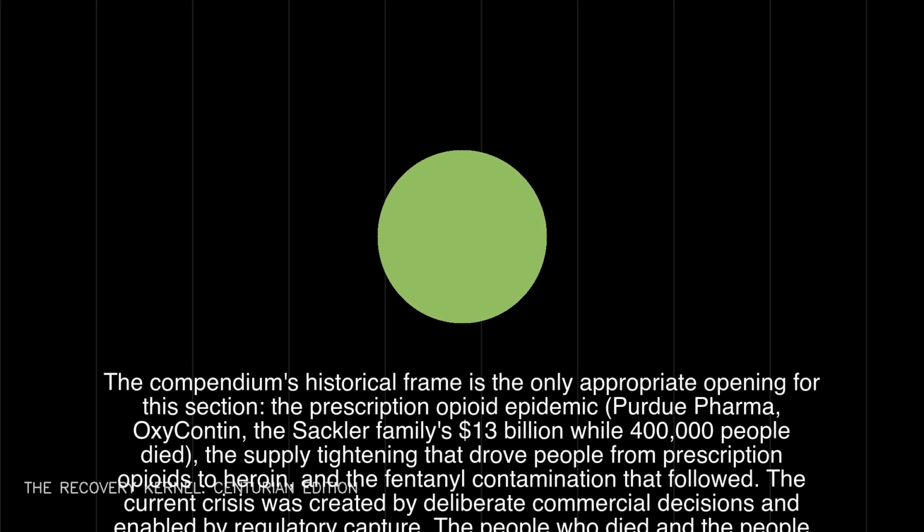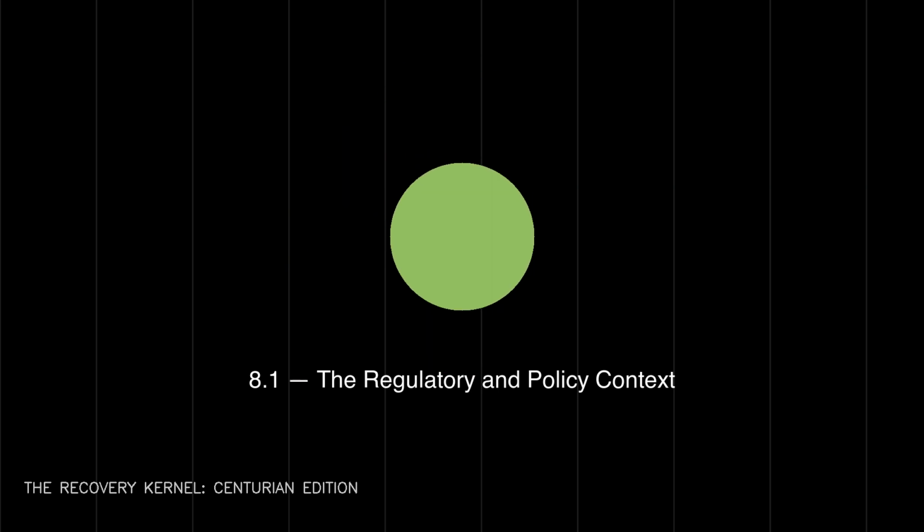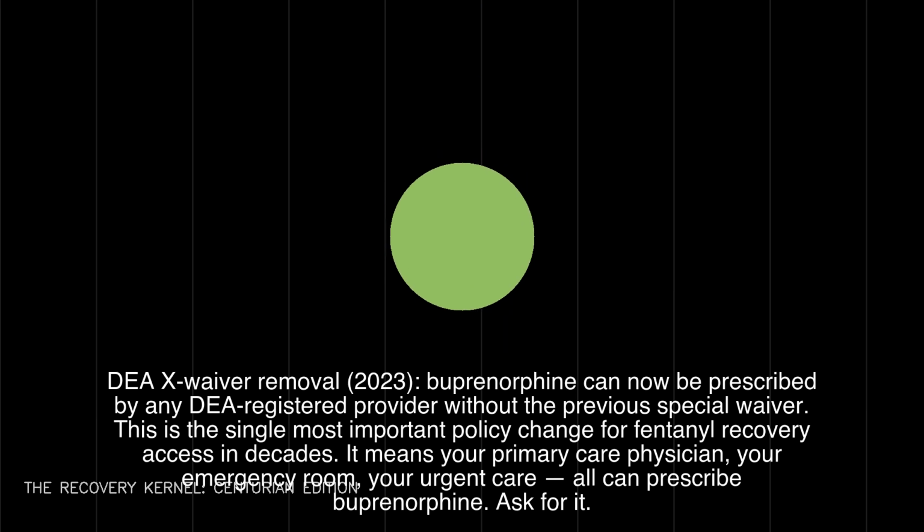They were failed by the systems that profited from the pipeline and then criminalized the people stuck in it. 8.1 The Regulatory and Policy Context.